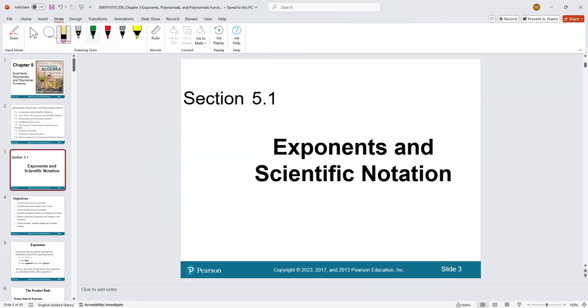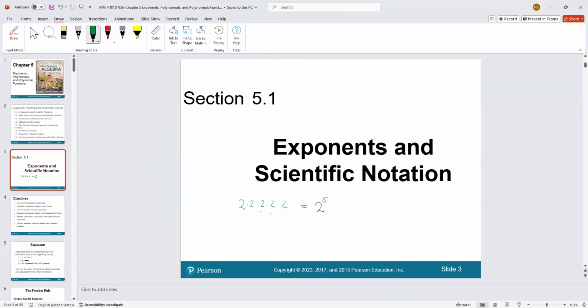We recall that exponents may be used to write repeated factors. For example, if I have 2 times 2 times 2 times 2 times 2, I have 5 factors that are the same, which is 2. How many times do you see 2 here? 1, 2, 3, 4, 5. So we're going to say 2 power 5.